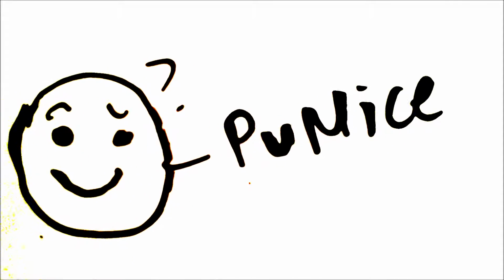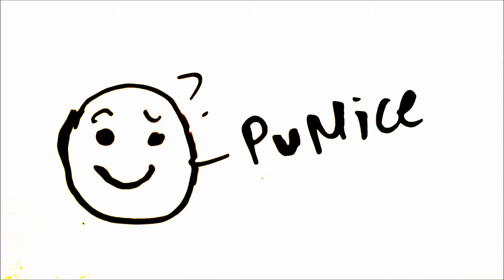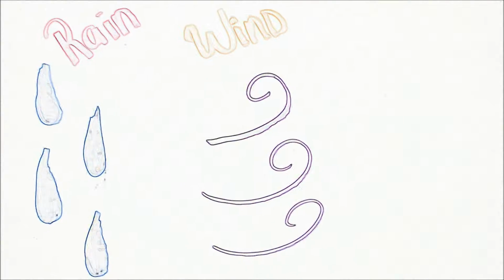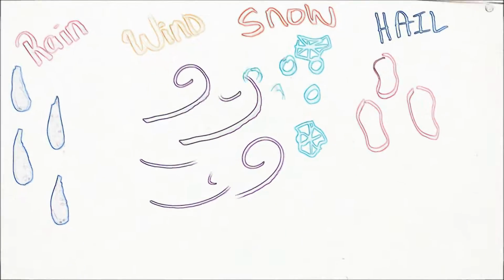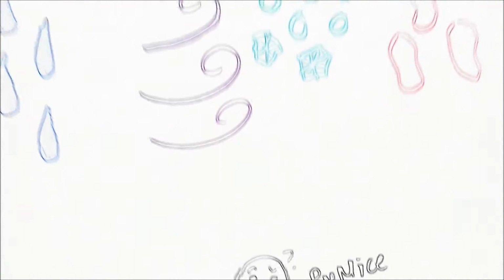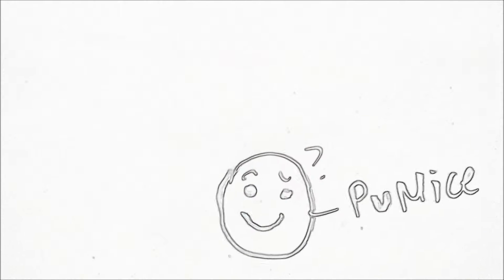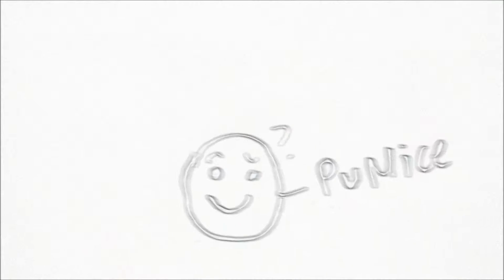So what happens after we have our extrusive igneous rock, pumice? What? Let's find out. Forces of nature like rain, wind, snow, and hail act on the exposed rock. Poor pumice. He's like, what? So basically, they act on the exposed rock on Earth's surface to erode, weather, and transport these broken bits.